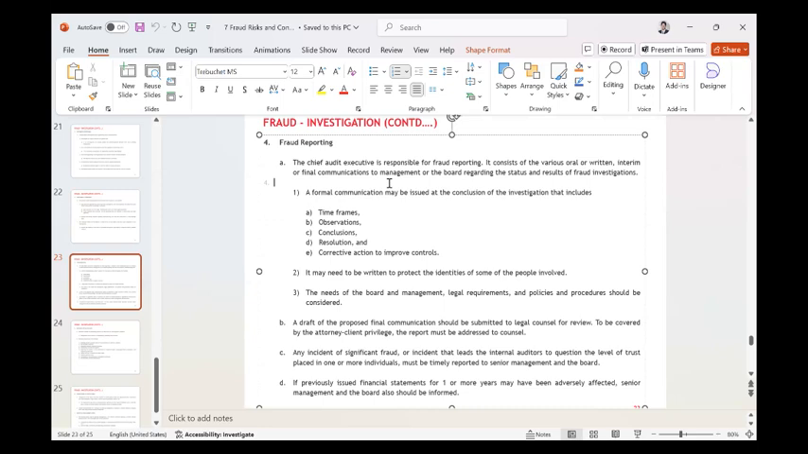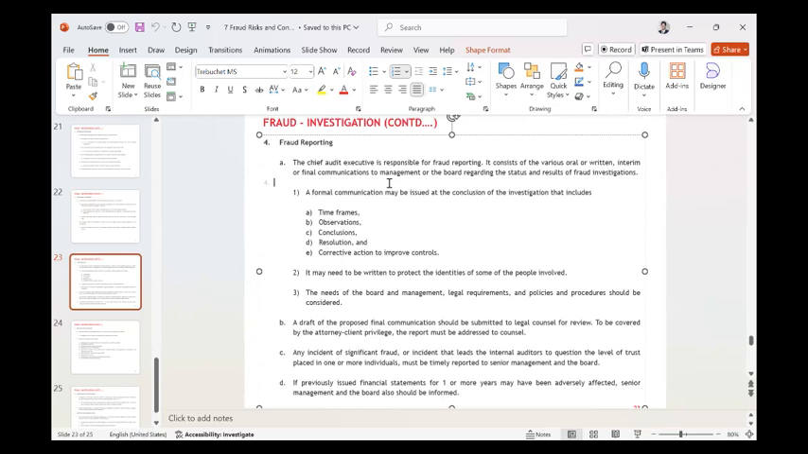Any incident of significant fraud or incident that leads the internal auditors to question the level of trust based in one or more entity must be timely reported to senior management. So that's about, when you do the forensic audit, you feel sometimes that one or more people are involved, that they have breached their trust, then of course, you shouldn't wait till the end of the report. In a progress report, you should give some indication as to who might be involved. So the management also can take timely action to prevent further loss or to prevent evidence from being destroyed.